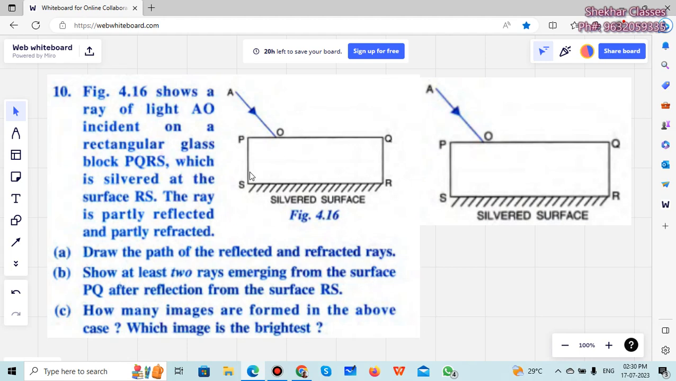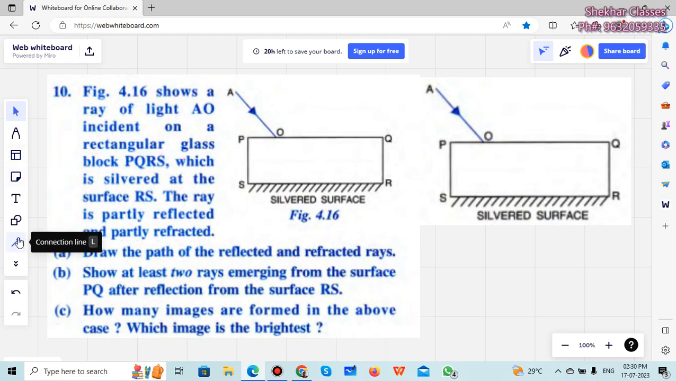Figure 4.16 shows a ray of light AO on a rectangular glass block PQRS, which is silvered at the surface RS. This is the silver coating here, so this will behave as a mirror, right? The ray is partly reflected and partly refracted. Draw the path of the reflected and refracted ray.